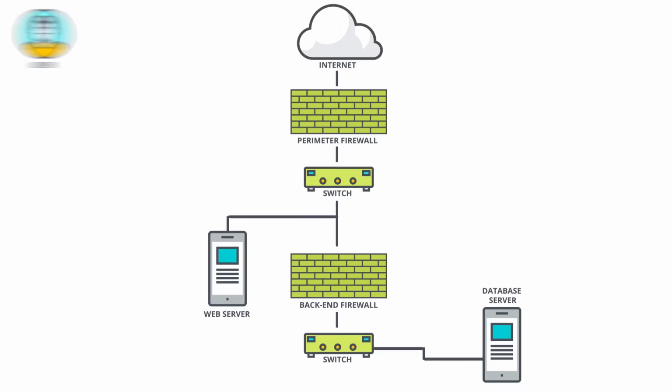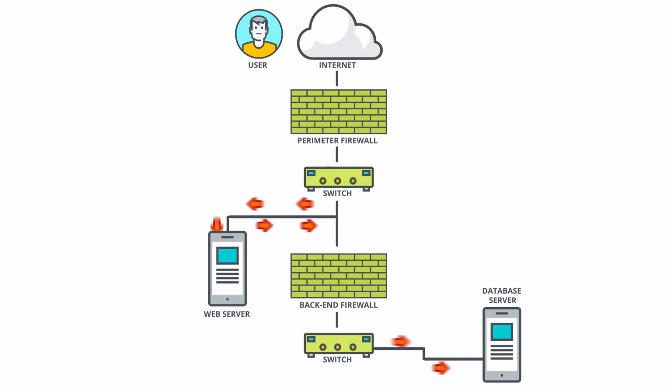For example, if a user on the internet wants to access their account to update their credit card information, the perimeter firewall would allow their communication with the web server. The web server then connects with the database server, where the user account is stored. Since the web server is inside the network, the back-end firewall allows this connection. The database server communicates the account information to the web server, and the web server sends that information to the user.